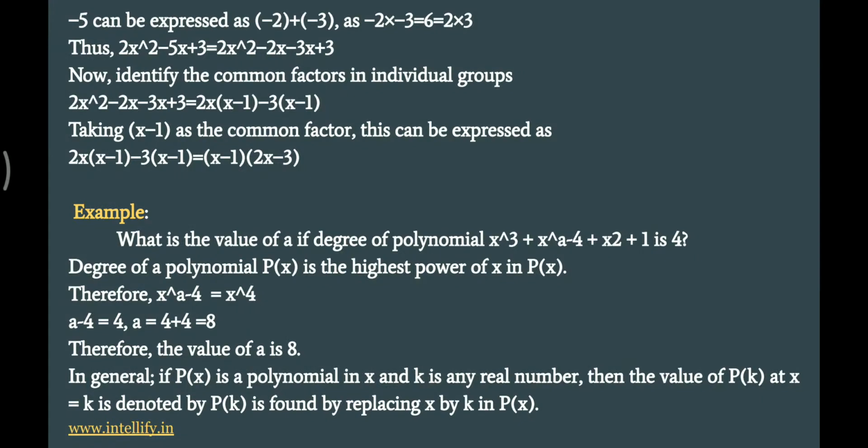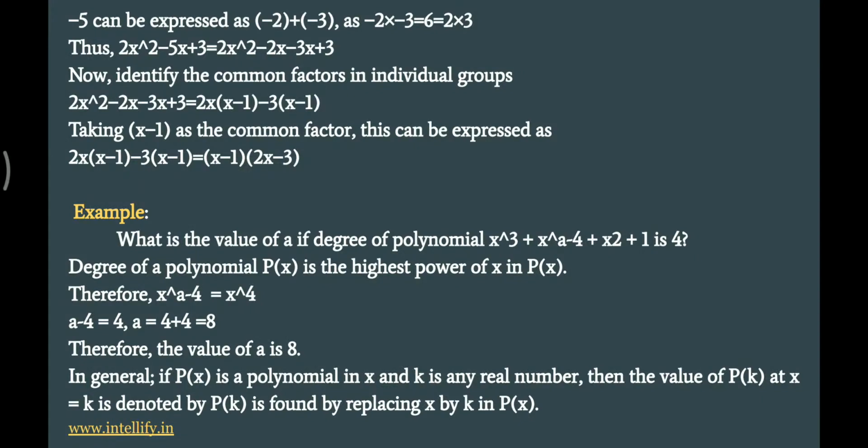Now identify the common factors in individual groups. 2x square minus 2x minus 3x plus 3 is equal to 2x into x minus 1 minus 3 into x minus 1. Here we need to split into x minus 1 terms. Taking x minus 1 as a common factor, we take 2x common so that x minus 1 remains, and we take minus 3 common so that x minus 1 remains. Then we take the whole x minus 1 common, so that 2x minus 3 will be formed. In such a way we can split the terms.